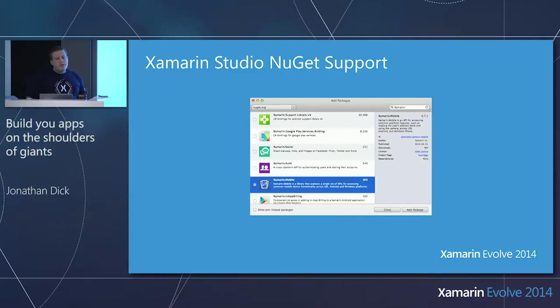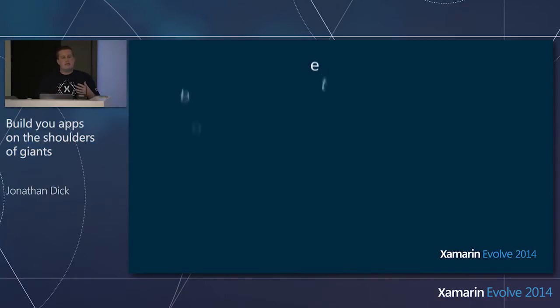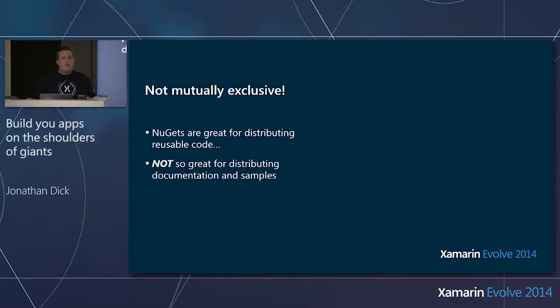But that doesn't really answer the question of, well, why components instead of NuGets? How do they fit together? Well, we know that they're not really mutually exclusive. NuGets are really good for distributing libraries, reusable bits of code, that kind of thing.